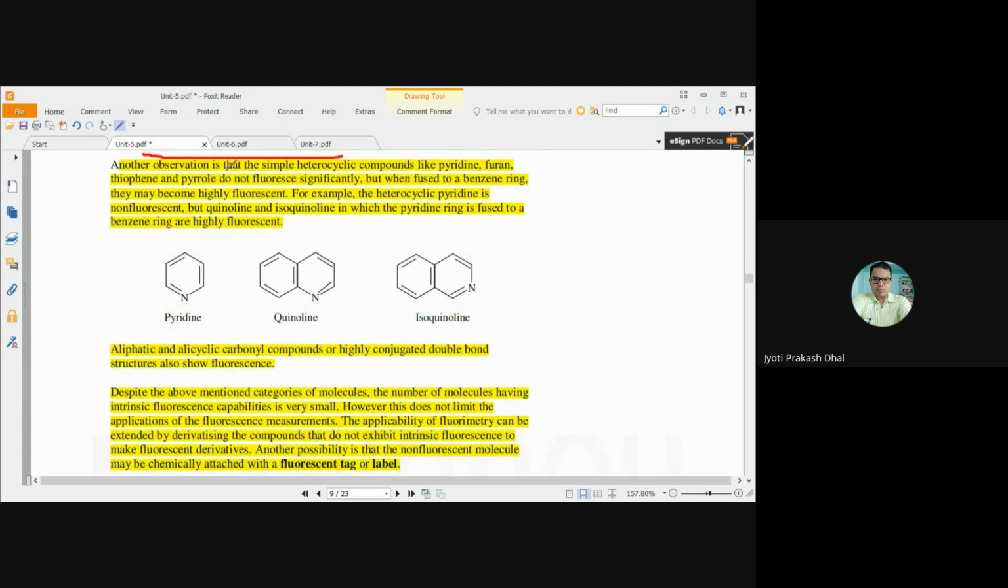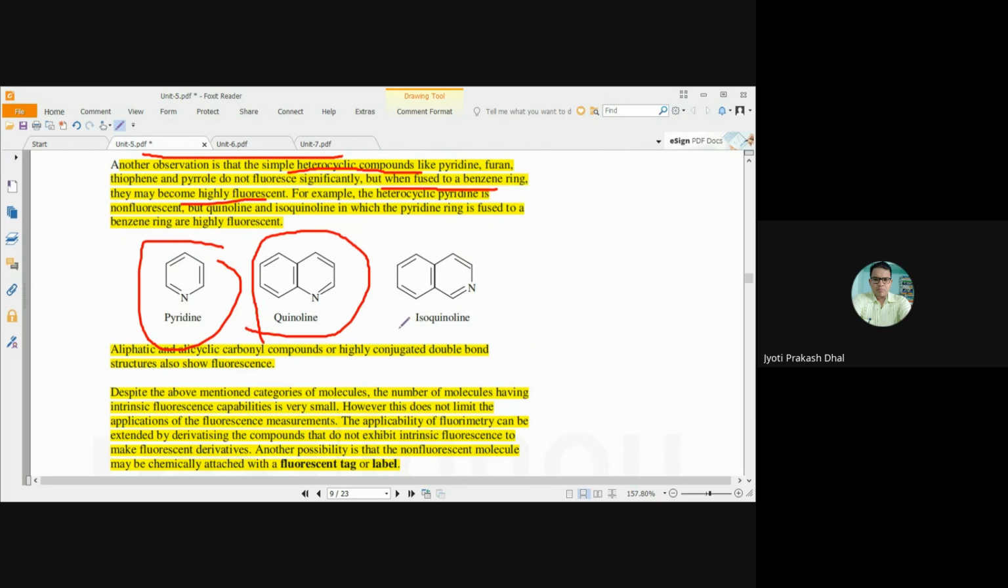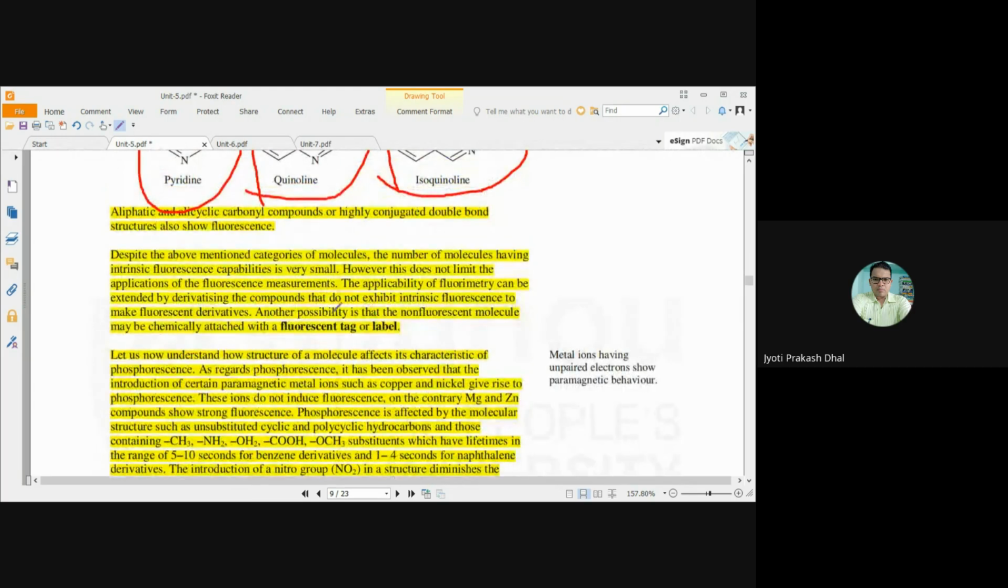Another observation is that simple heterocyclic compounds like pyridine, furan, thiophene, pyrrole do not fluoresce significantly, but when fused with a benzene ring, they may become highly fluorescent. So pyridine is a non-fluorescent molecule, but when it is fused with a benzene ring, it becomes highly fluorescent. So quinoline and isoquinoline are fluorescent molecules.